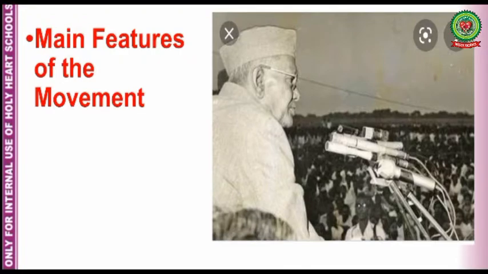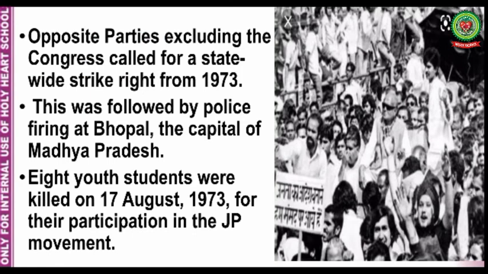Now let us discuss the main features of this movement. Opposition parties, excluding the Congress, called for a statewide strike right from 1973. This was followed by police firing at Bhopal, the capital of Madhya Pradesh. 8 youth students were killed on 17 August 1973 for their participation in the JP movement. Right from the beginning of 1973, all the opposition parties asked the people to go for statewide strike.